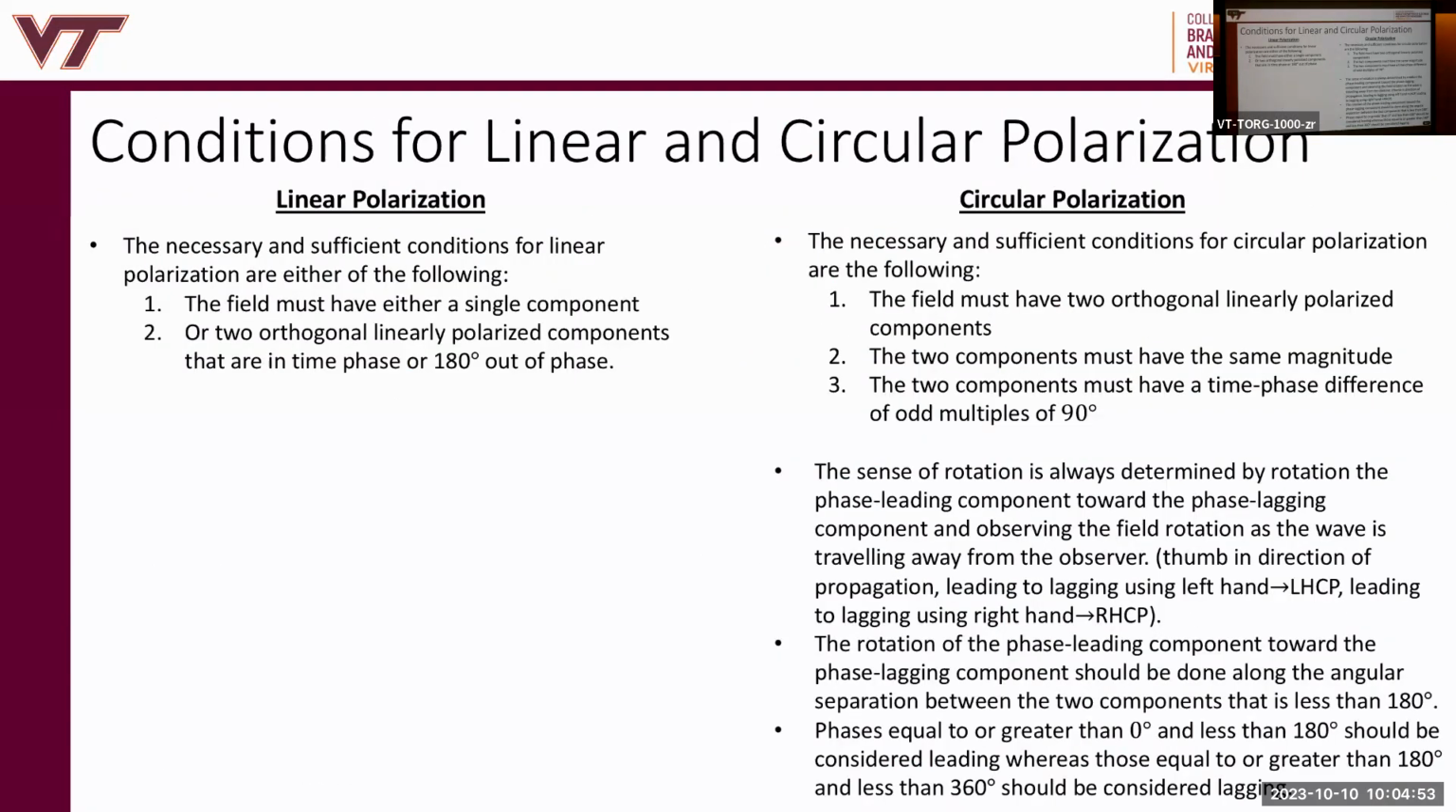Okay, so then there's some rules for linear polarization, circular polarization. So first let's do LP. For LP, you can either have a single component or two orthogonal linearly polarized components that are in time phase or 180 degrees out of phase. So not 90 degrees, either 0 degrees phase or 180 degrees phase. Either one or two components. But if you have two components, they have to be in phase or 180 degrees out of phase. For CP, we have to have two orthogonal components, and the two components must be the same magnitude, and they must be out of phase by odd multiples of 90 degrees. Why odd multiples? Because an even multiple of 90 degrees is 180 degrees or 0, which is linear polarized, right? So it has to be odd multiples of 90 degrees. And you can find the sense of rotation using the phase leading to lagging trick with the hands.